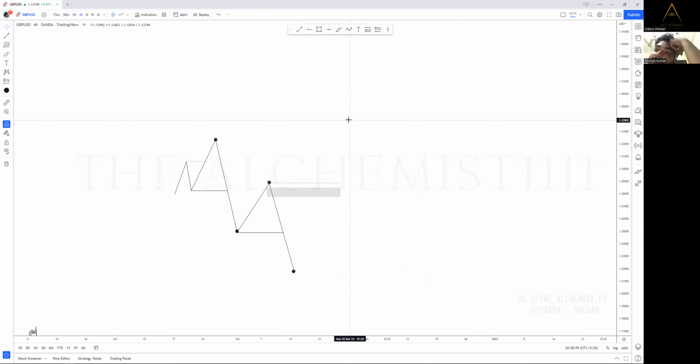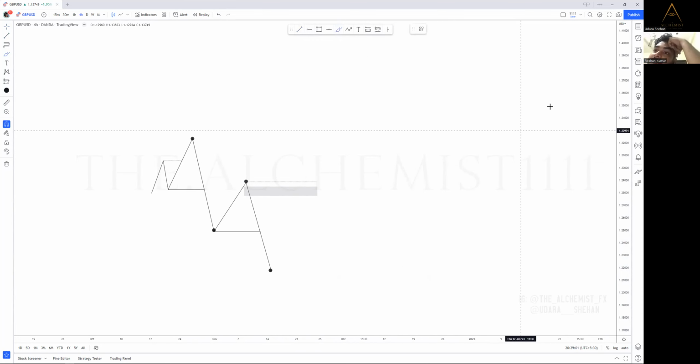Now, if you know ICT, you probably know him. ICT tells you that liquidity is something like a magnet, and price is like a paperclip.